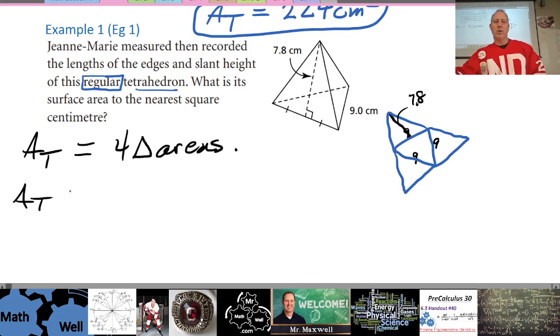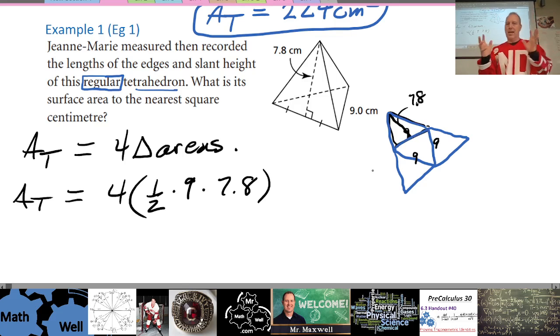So let's see what we can do here. I'm going to do 4 times, what's the area of one of these triangles? Because are they all the same? Yep, they're all the same. They're regular. So the base is 9. So 1/2 times 9 times the height, 7.8.